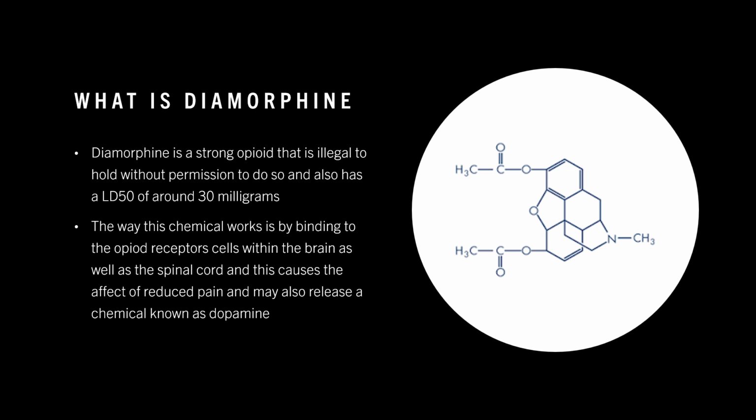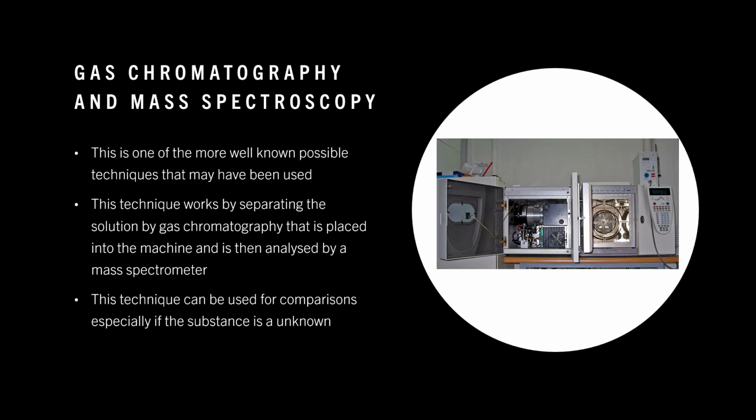So, what we'll do now is look into how the police may have actually detected that diamorphine was used within the crimes that took place. First things first is looking at gas chromatography and mass spectroscopy. This is the first possible technique that may have been used within the Harold Shipman case, and it is known in the world of forensics as GCMS for short.